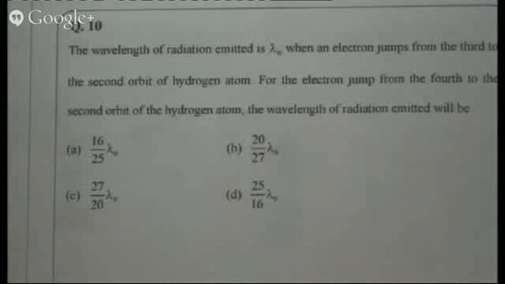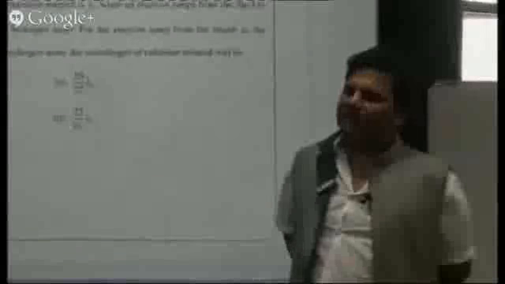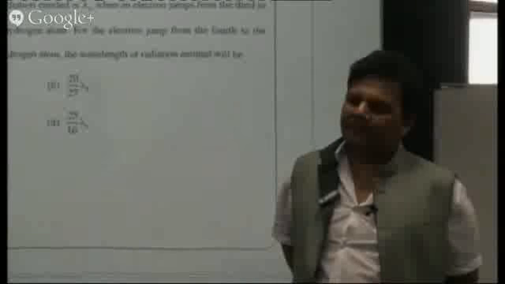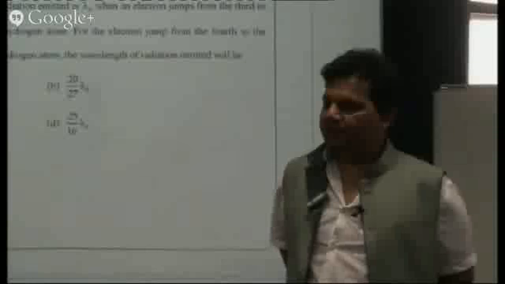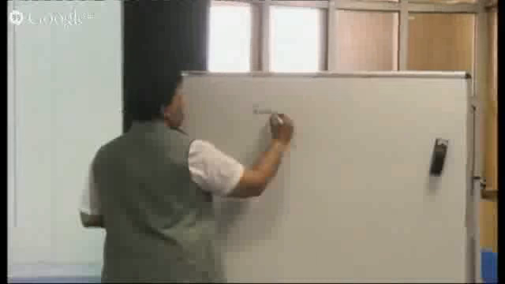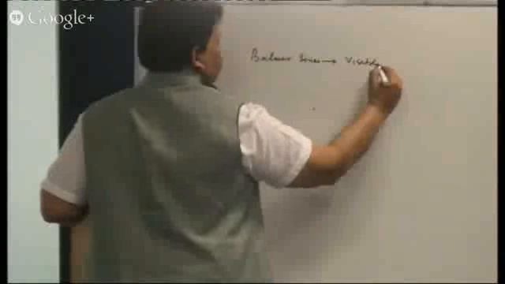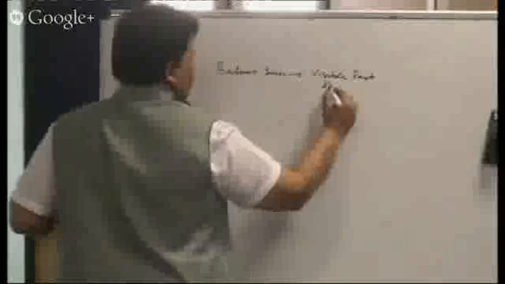Again, formula based, right? Okay, now let me discuss a very interesting thing as far as it goes conceptually. When I say hydrogen spectrum, it has Lyman, it has Balmer, it has Paschen, Pfund. Which one is the visible part? Balmer, right? So Balmer series is the visible part of the spectrum.